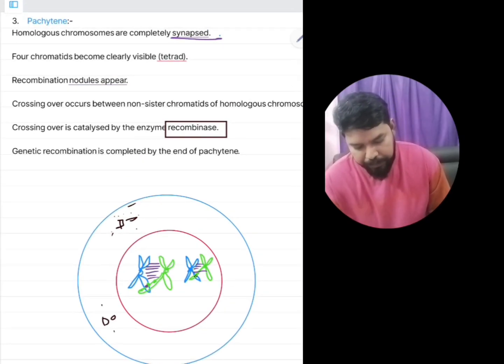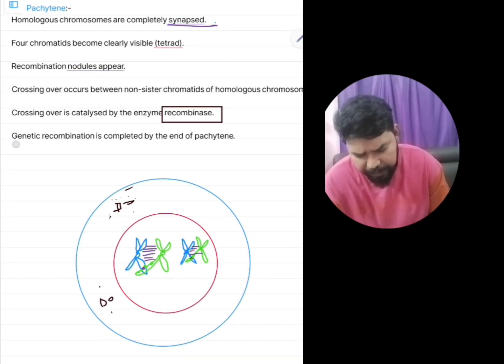So these things have happened, and here genetic recombination is completed. Now another thing is, what is genetic recombination?